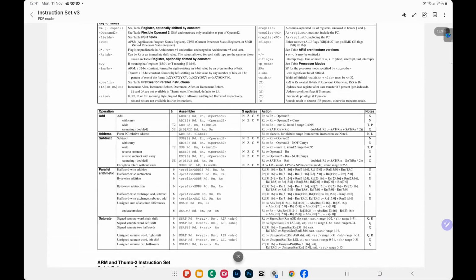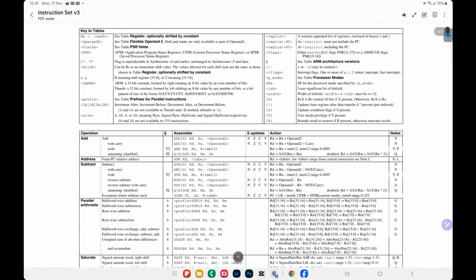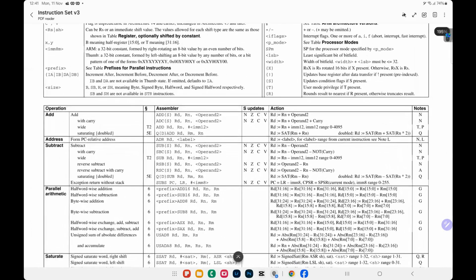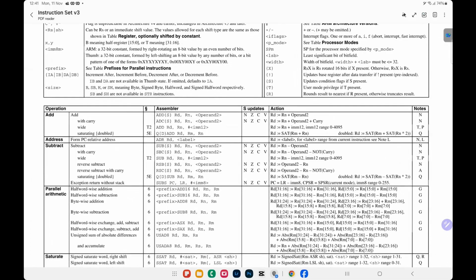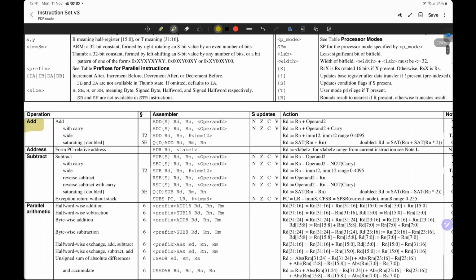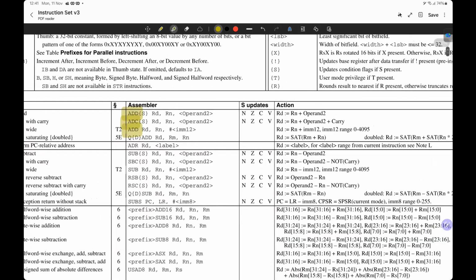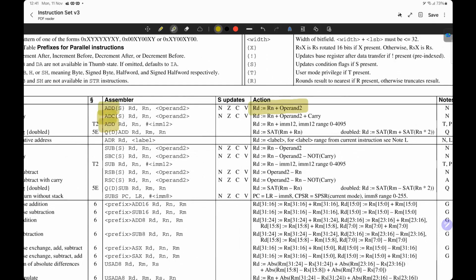So this is the instruction set. Can you see the instruction set? Make it larger. All right, you can see here, right? This is the operation, the ADD operations. What are the instructions for the ADD? Here you have ADD, ADC, ADD, and these are the actions. What do they perform? For ADD, you can see here Rn plus operand 2.